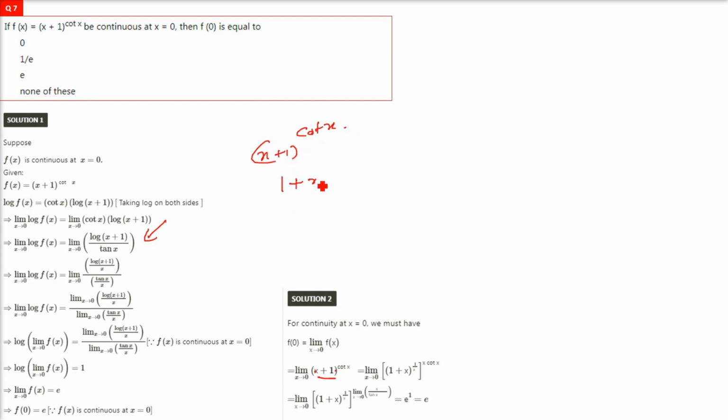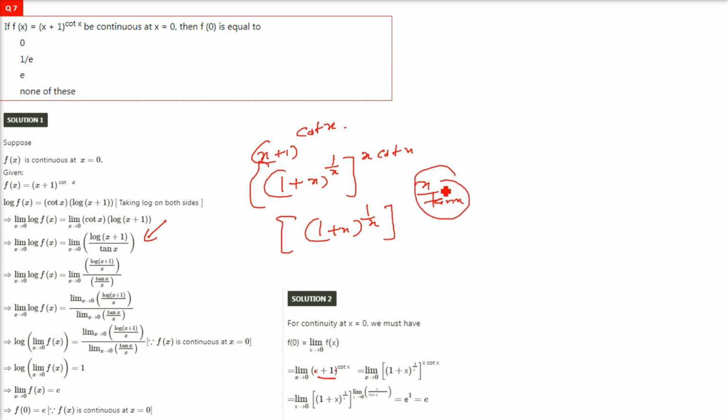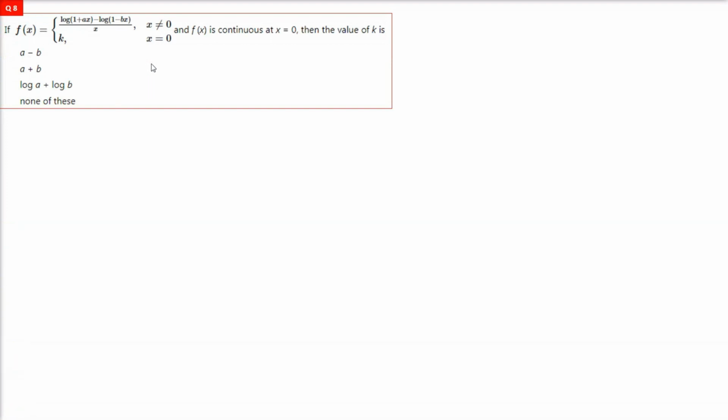So x plus 1, that is 1 plus x to the power 1 by x, and then you have x cot x here because x gets cancelled. We have introduced this x, that is why we have to write x cot x also. Now this is 1 plus x to the power 1 by x, and then this is x by tan x, cot x is 1 by tan x. When you apply the limit, now please remember, if you know the limits, limit of 1 plus x raised to the power 1 by x is e. So that is how the answer comes.